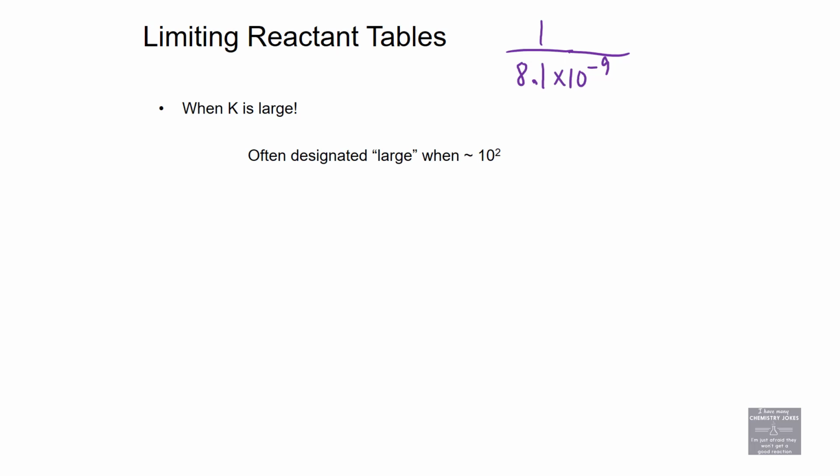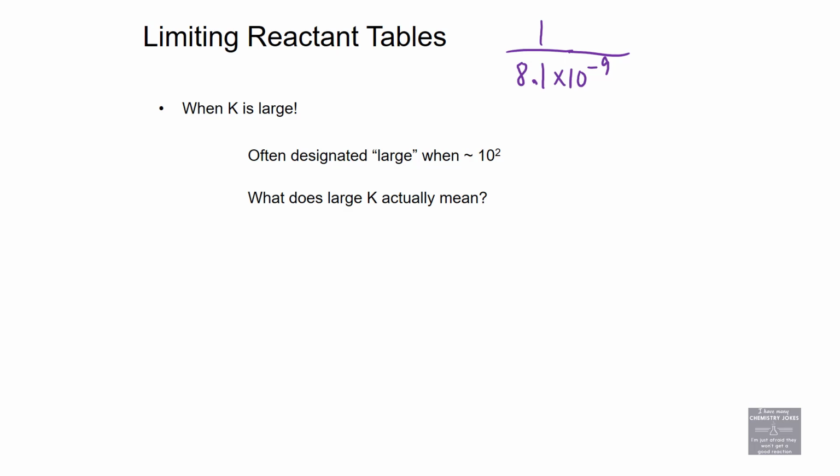Couple of things and then we're done. How do you know when you need to do a limiting reactant table? If you have a large K value. If you look back at the limiting reactant table without me having to click backwards, the limiting reactant table that we did was the reverse of the Ksp equation. So it means the value of K for our limiting reactant table that we did would be 1 over 8.1 times 10 to the negative 9. And 1 over 8.1 times 10 to the negative 9, that's a really large number. So that's how we knew we needed to do limiting reactant. Often designated as large when K is greater than 10 squared.